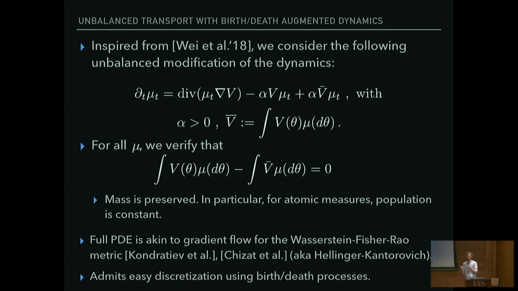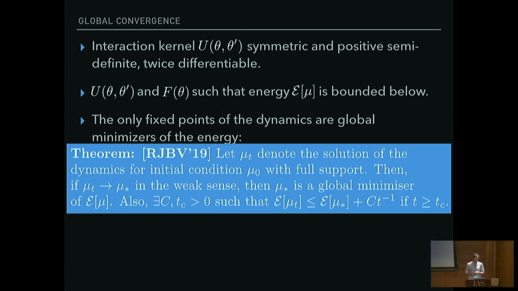Okay, and so the nice thing is that this PDE can be discretized, right? So you can implement it on a computer using something called a birth-death process, where the idea is that if we have neurons in bad locations, we kill them with a certain rate that depends on how bad they are, and we revive new neurons in new locations.